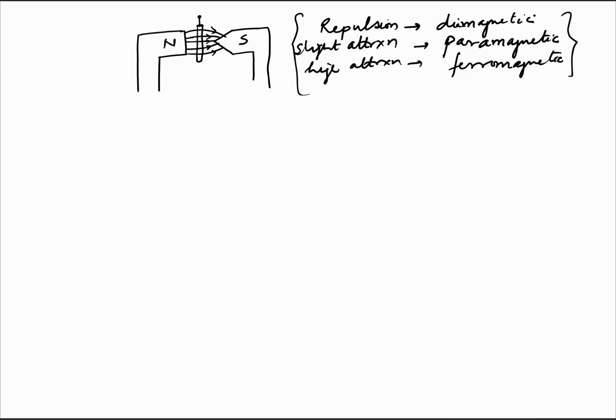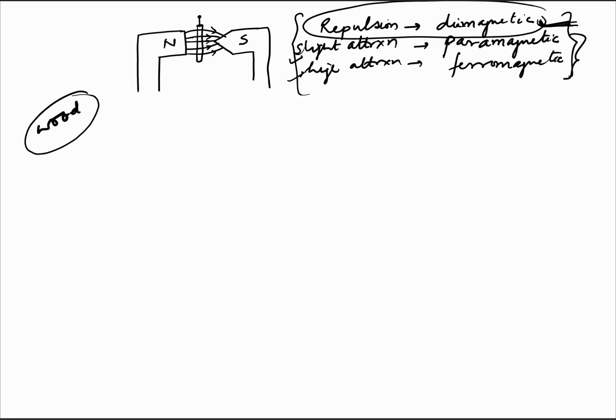Now this diamagnetism exists in every material. The only difference is that it gets overwhelmed by either paramagnetism or ferromagnetism or ferrimagnetism. So although it exists in every material, it is not seen in special magnetic materials. It is normally seen in other materials, and most of the materials are diamagnetic. Even wood is also diamagnetic. So aluminum is also diamagnetic.